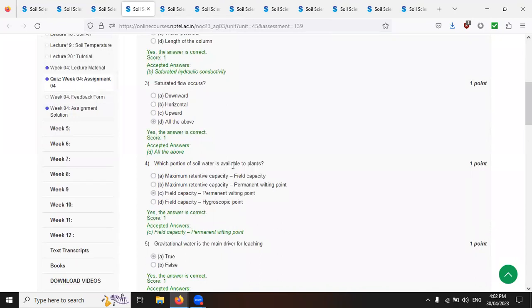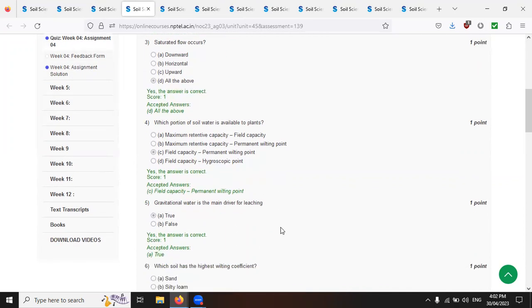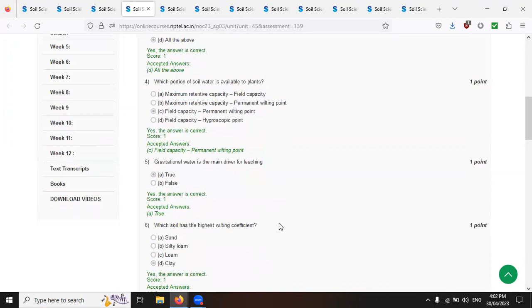Which portion of soil water is available to plants? Maximum retention capacity and field capacity, maximum retentive capacity and permanent wilting point, field capacity and permanent wilting point, or field capacity to hygroscopic point? Answer C. Gravitational water is the main driver for leaching. True. Which soil has the highest wilting coefficient? Sand, silty loam, loam or clay?